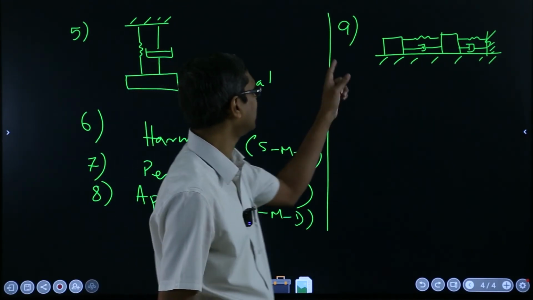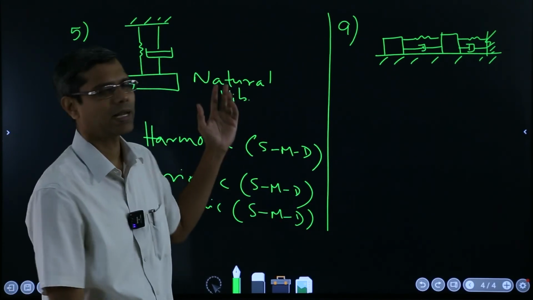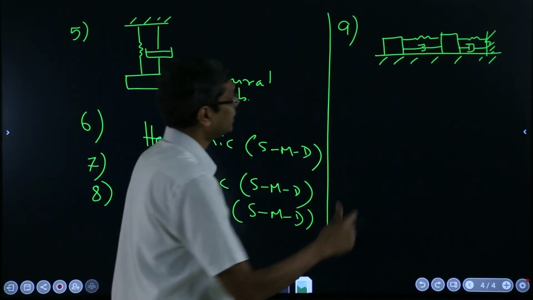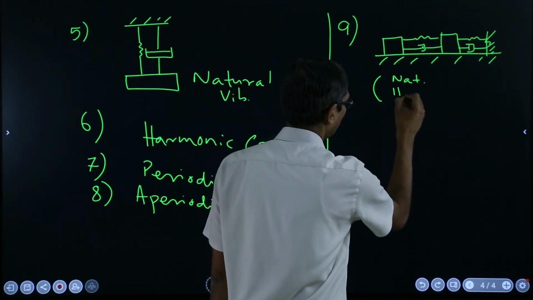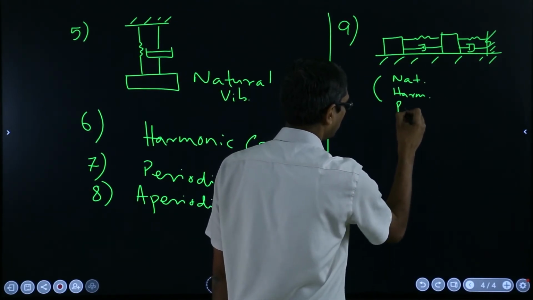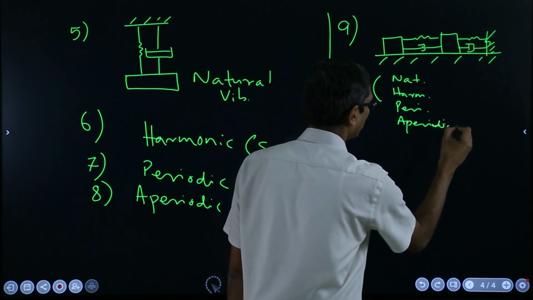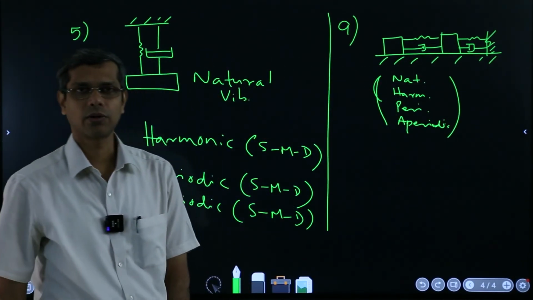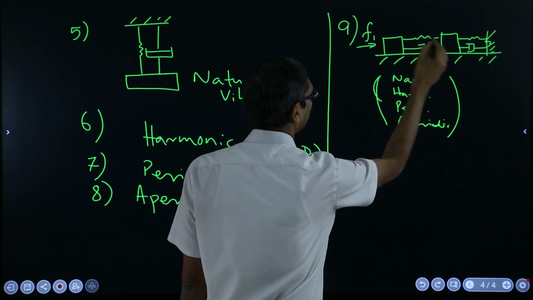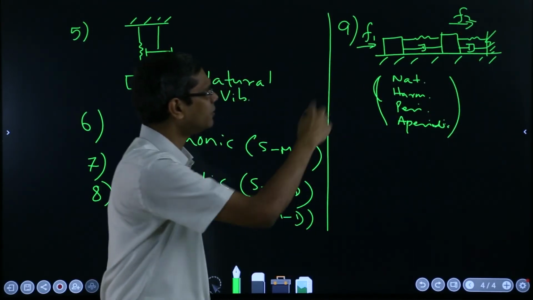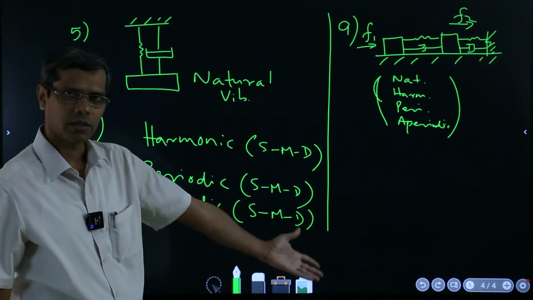But when these masses and springs are huge in number, almost infinite, you can get into the concept again. In this case, again, all those 4 cases: natural, harmonic, periodic, and aperiodic. Under such conditions you can always talk about these. Suppose you are applying a force here, F1, and a force here, F2, and these forces could be 0, harmonic, periodic, aperiodic, anything. Under such conditions, again some discussions can happen.